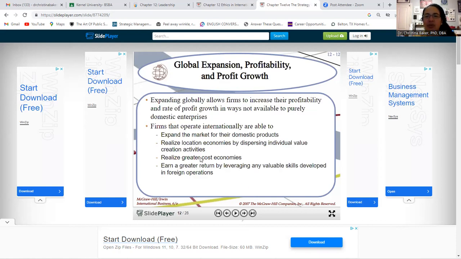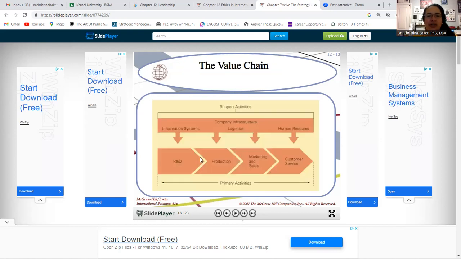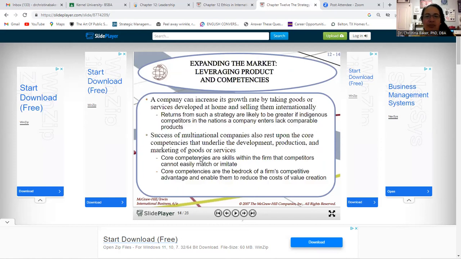Expanding globally allows firms to increase their profitability and rate of profit growth in ways not available to purely domestic enterprises. Firms that operate internationally are able to expand the market for their domestic products, realize location economies by dispersing individual value creation activities, realize greater cost economies, and earn a greater return by leveraging valuable skills developed in foreign operations. Value chain: we have support activities, information systems, company infrastructure, logistics, human resources, R&D, production, marketing, sales, consumer.